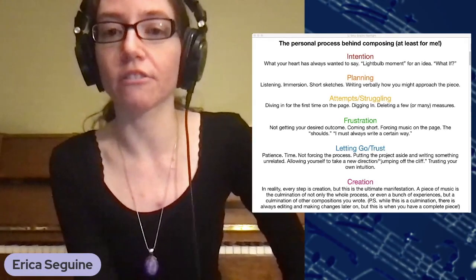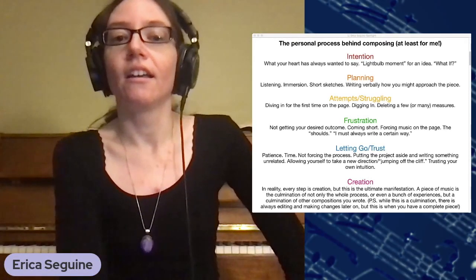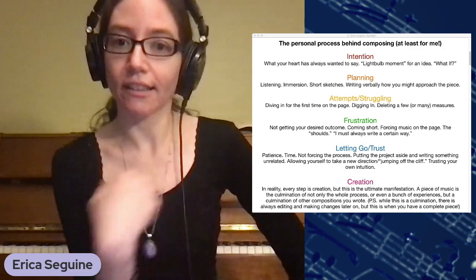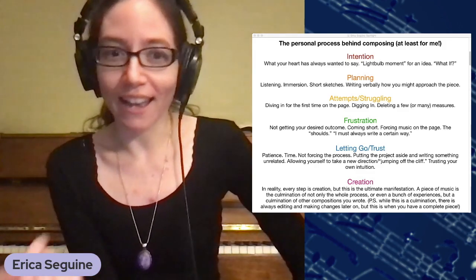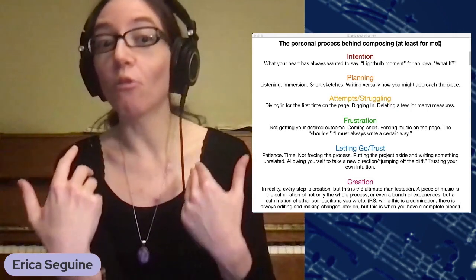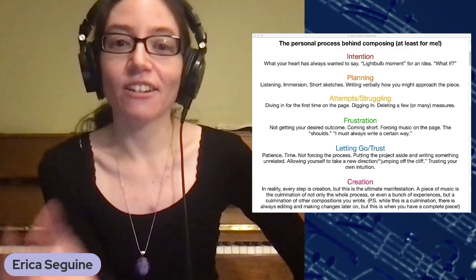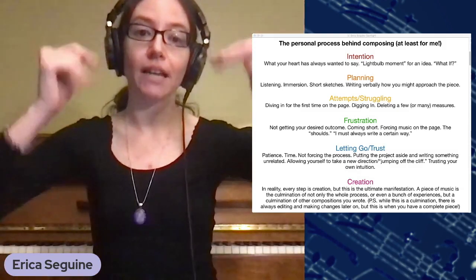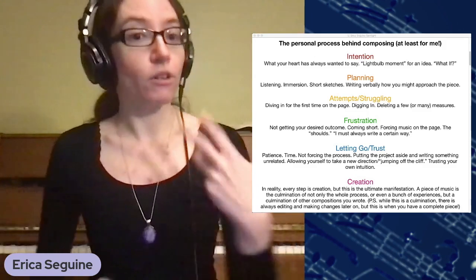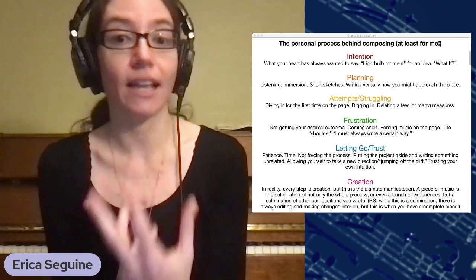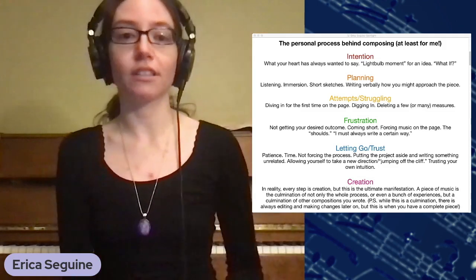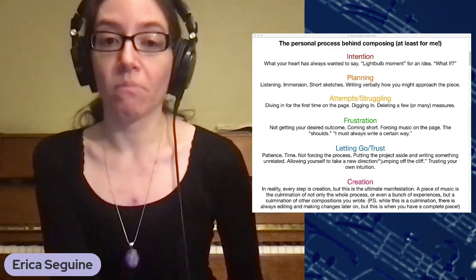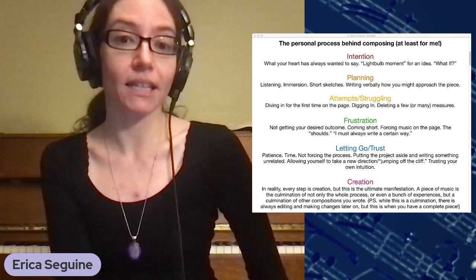I'm going to quickly go over this. There's, for me, like 6 stages. So there's intention, what your heart has always wanted to say, that light bulb moment for an idea. Or, and I got this from Jim, that famous playing what if. And then there's planning. So if you have that idea or that kind of moment, like, I want to write a piece about this, then you go into planning. And that is listening, immersing yourself in that world, sketching. I always carry small notebooks, and I sketch ideas down and write words and draw pictures, writing verbally how you might even approach that piece.